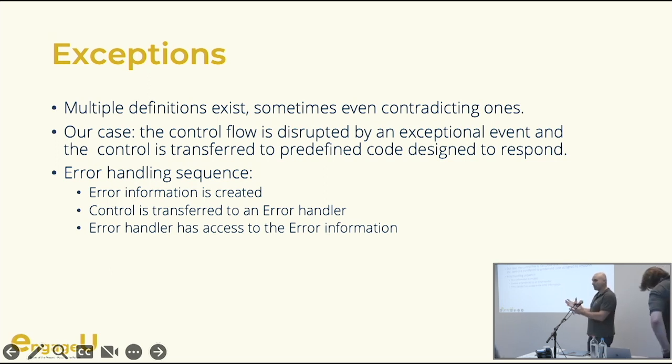The error information is created somehow. You gather all your information about the error and the application situation, and you would like to call it an error object, but it's simply a piece of data. Then the control is transferred to the error handler, and that error handler has access only to the information that was passed to it. That's the most common way exception handling is dealt with.